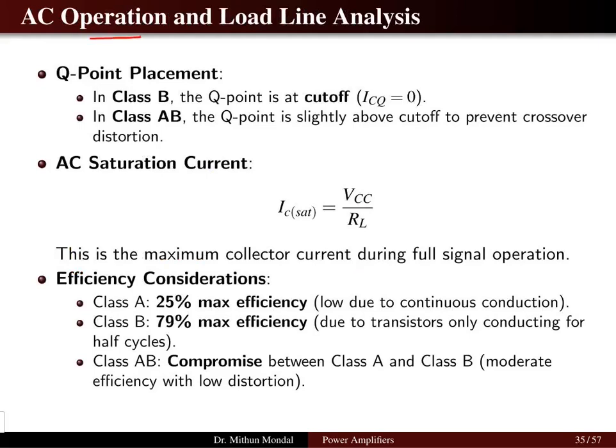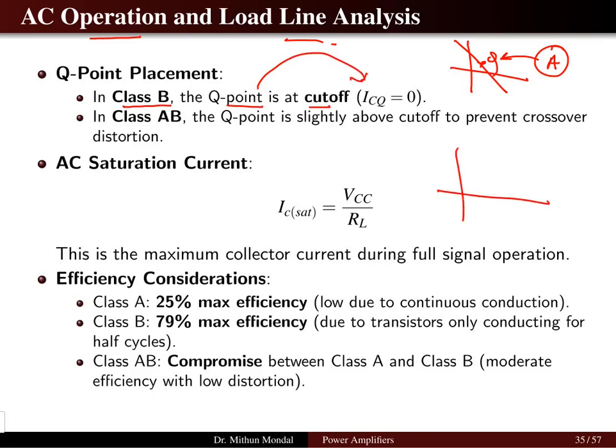If we talk about the AC operation and load line analysis, the Q point is at the center of the load line in the case of a class A power amplifier. This is different in class B. The Q point is at cutoff where the collector current is 0. If you see the load line, here you have the collector current and here you have the collector-to-emitter voltage. This is the point where the collector current is 0, the point of cutoff. So in a class B amplifier, the Q point will be at cutoff.